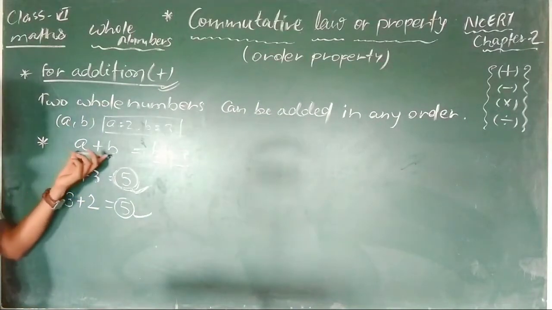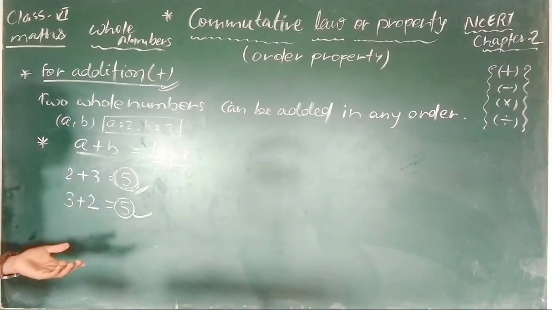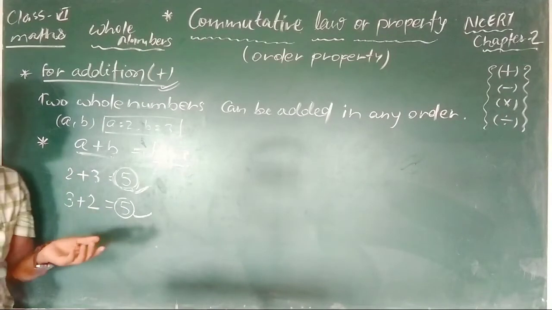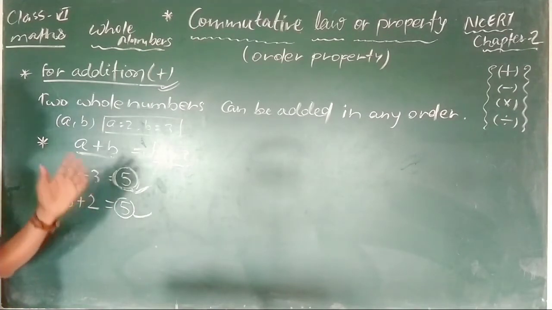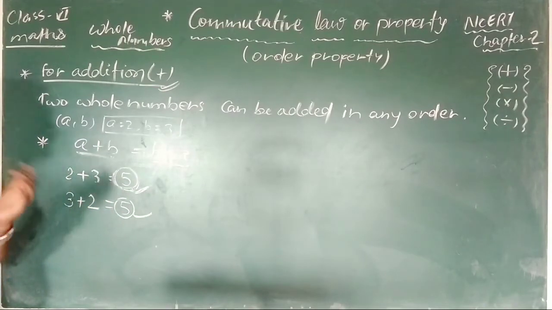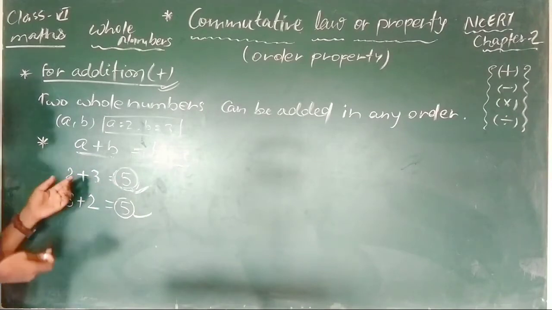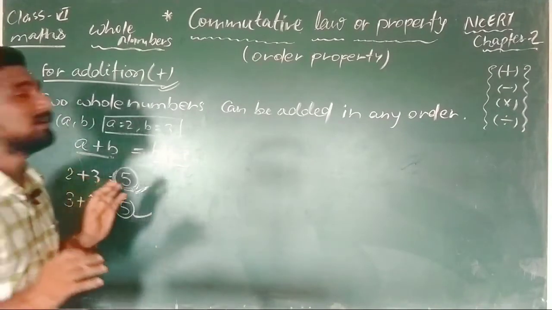So when you add two whole numbers and get an answer, and thereafter you change the order of the two whole numbers and again add them, the answer will match. And if the answer matches, it means this property is followed. So for the addition operation, this property is again followed.